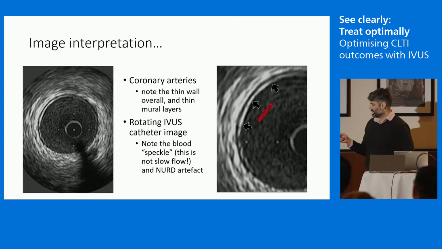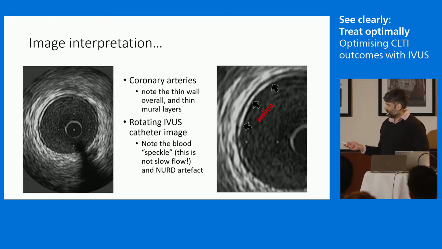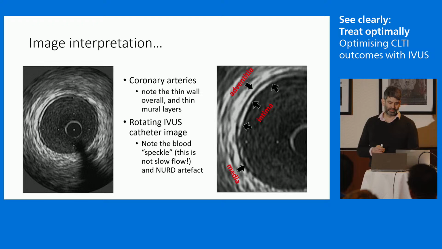But what we really want to see on this image is what are the three layers. So the inner white layer that's bright is the intima. Then there'll be a black layer, which is the media, and then a white layer on the outside, which is the adventitia. So intima, black media, white adventitia, and that's the basic principle.